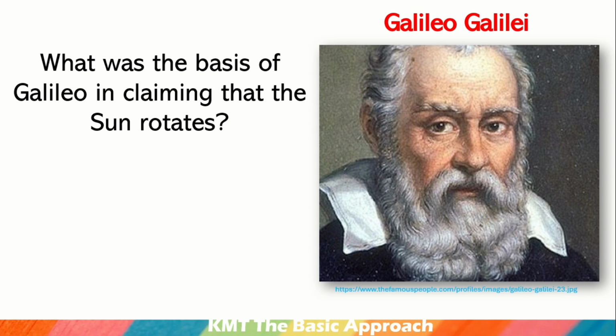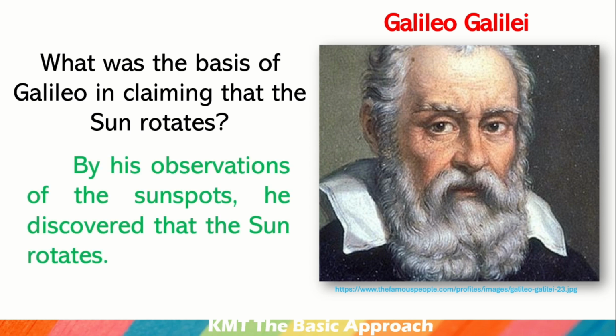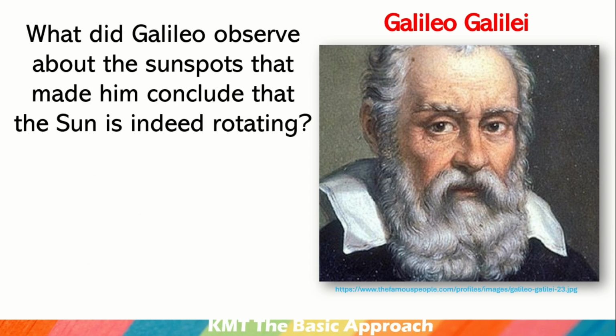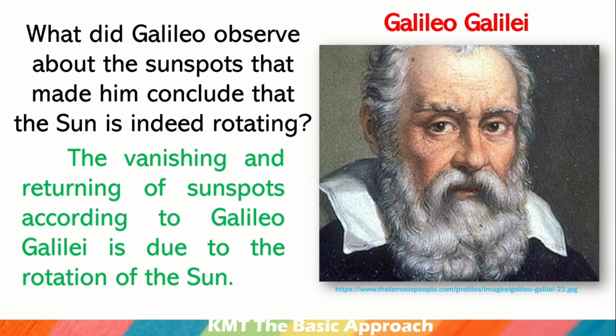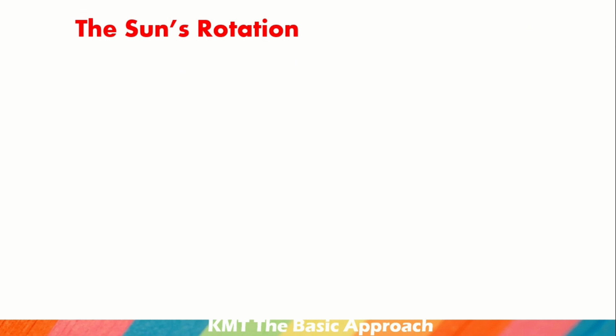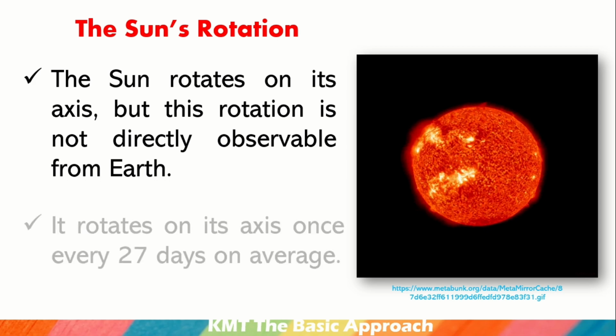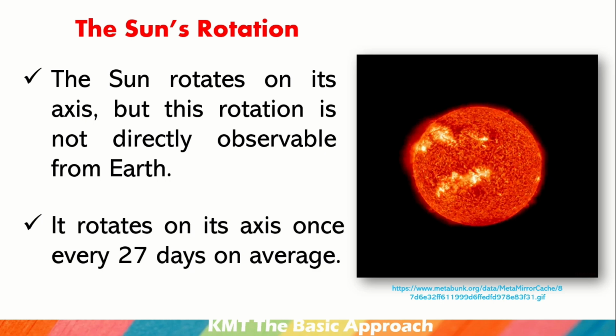What was the basis of Galileo in claiming that the sun rotates? Great! By his observations of the sunspots, he discovered that the sun rotates. What did Galileo observe about the sunspots that made him conclude that the sun is indeed rotating? Good job! The vanishing and returning of sunspots, according to Galileo Galilei, is due to the rotation of the sun. The sun rotates on its axis, but this rotation is not directly observable from Earth. It rotates on its axis once every 27 days on average.